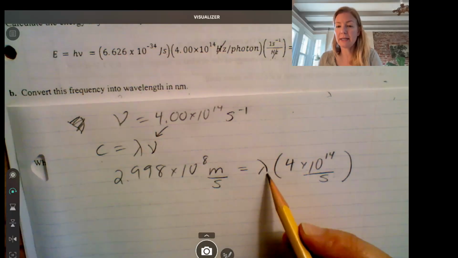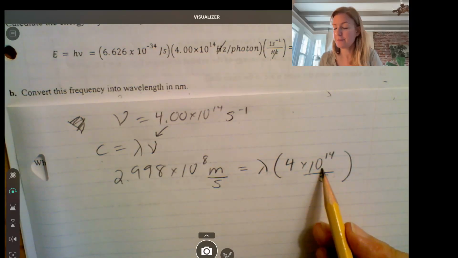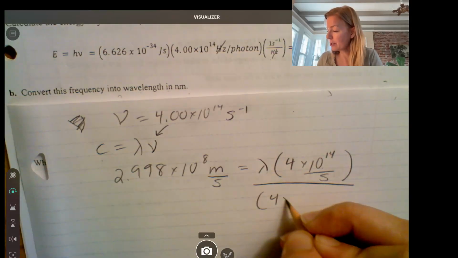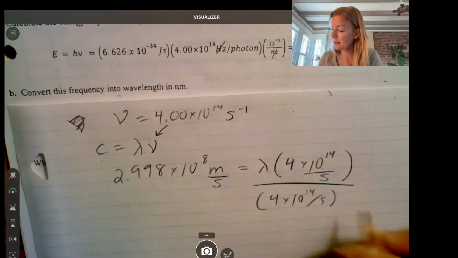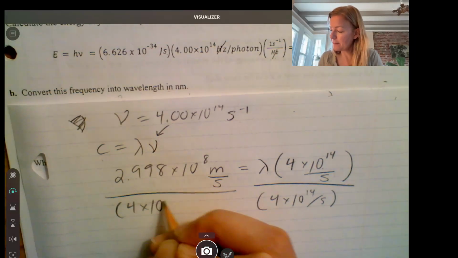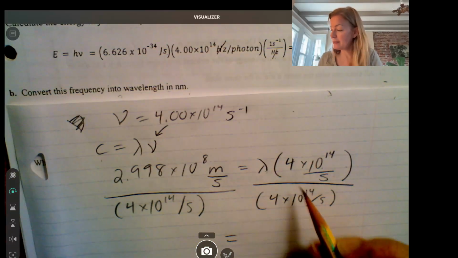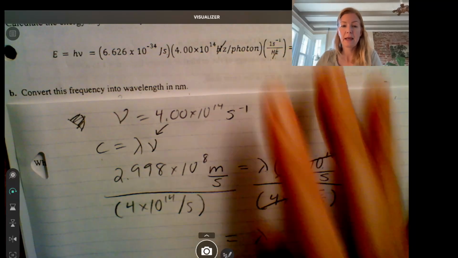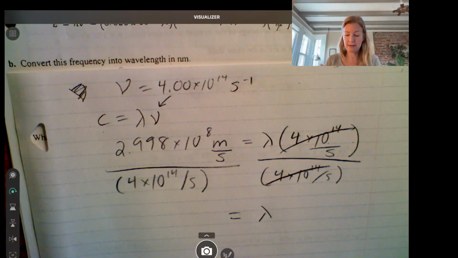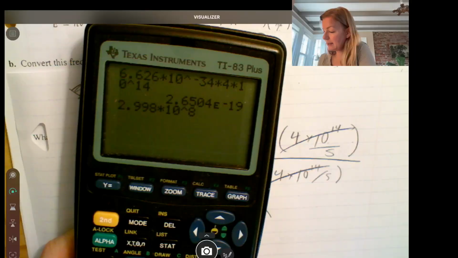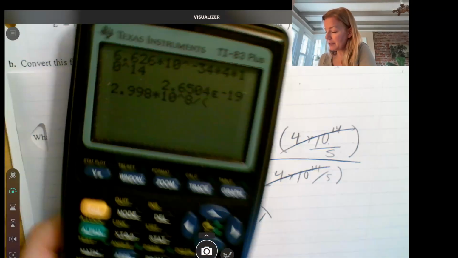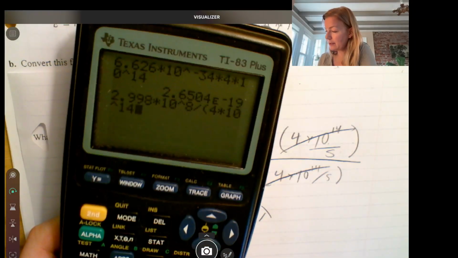Okay, so I got to get lambda by itself. Lambda is being multiplied by 4 times 10 to the 14th, so I'm going to divide by 4 times 10 to the 14th per second. Divide by 4 times 10 to the 14th per second. Okay, so on this side, lambda times this divided by the same number, that cancels. We're left with lambda. And then 2.998 times 10 to the 8th. So type that in, divided by, be sure you put the denominator in parentheses, 4 times 10 to the 14th.